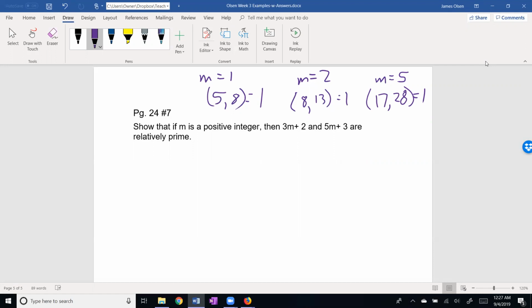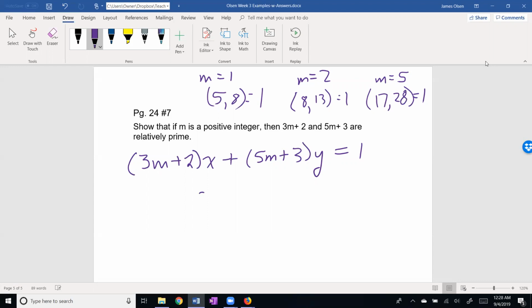Well, our big hammer here is Bezout's theorem, that if I can find a linear combination of these two numbers to give 1, that is the greatest common divisor. So I want to have a linear combination of 3m plus 2 and 5m plus 3 to get 1. This is my goal, which means I want my m's to cancel out because I want 1, and I do mean 1.